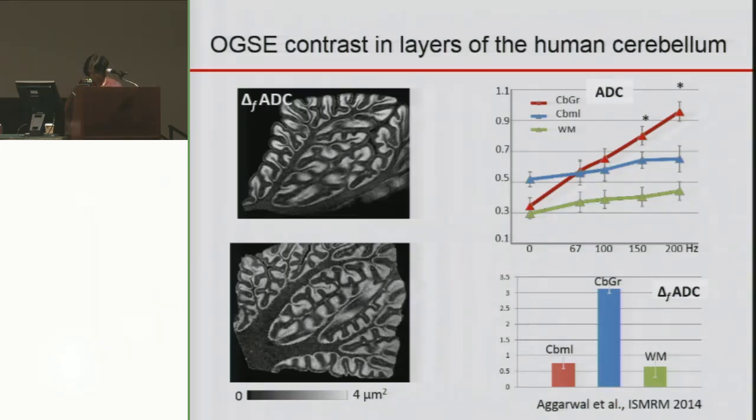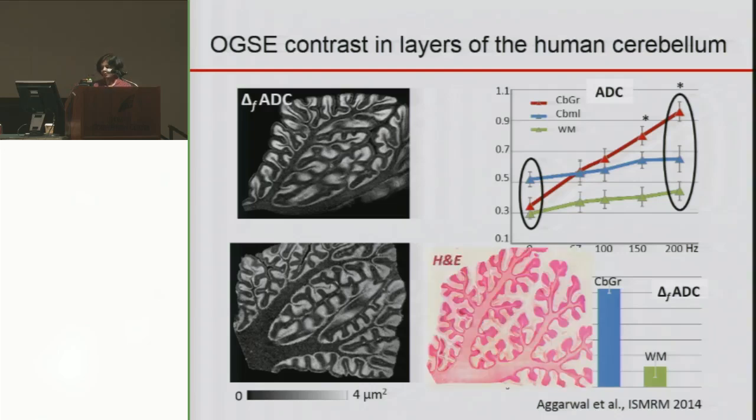So this leads to very different contrasts at higher frequencies compared to what we can get using conventional diffusion MRI or DTI with pulse gradients. And finally, we can also compare this with histological H&E staining in the same brain. And here we can again see the excellent correspondence between OGSE contrast and histological staining. And this also shows that this contrast is quite specific to the intensity of nucleus-specific staining in the brain.